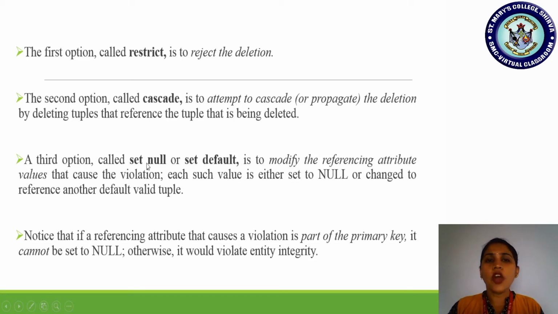Then the third option, called set null or set default, is to modify the referencing attribute values that cause the violation. Each such value is either set to null or changed to reference another default valid tuple. It means, if you are having the third option, set null or set default, like I just now told, John Smith is working in department number 5. Foreign key is telling 5. But now you are ready to remove the department number 5. So if you add the option set null or set default, okay, set null.